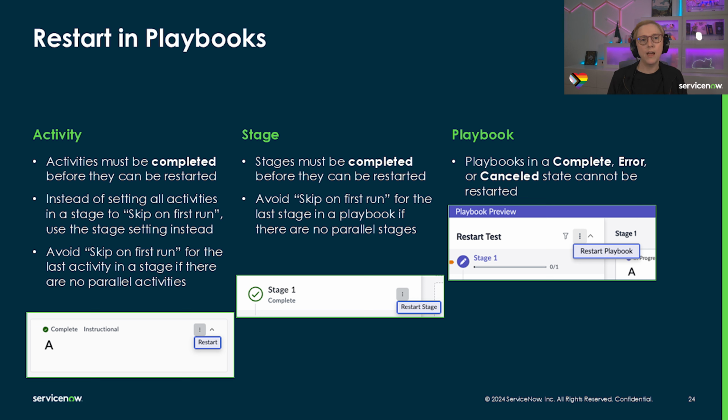Avoid setting the last stage or activity of a playbook to skip on first run if there are no parallel stages or activities. If the playbook is restarted before that last stage or activity can run, that stage or activity will never run. We also recommend to avoid grouping all activities that are configured to skip on first run in one stage. If you do so, the stage is completely hidden the first time that it runs, and the stage must run twice to become visible.